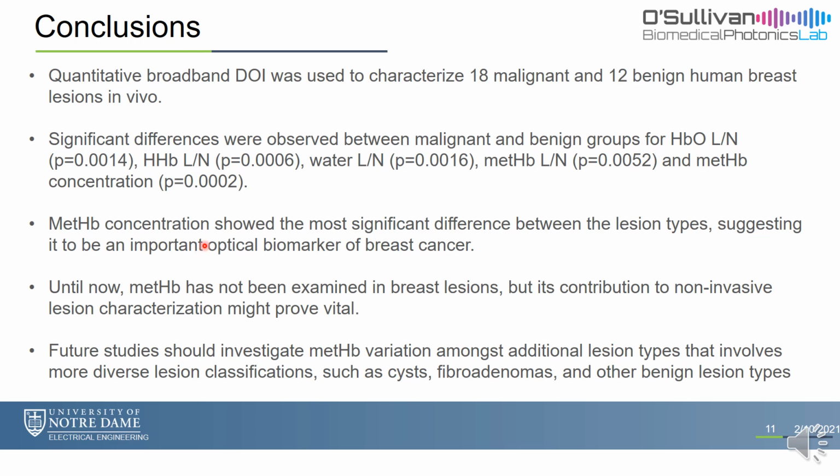Methemoglobin concentration had the lowest p-value, indicating that this is the most significant parameter able to differentiate between the lesion types, suggesting it to be an important optical biomarker that needs more research. This is the first time that methemoglobin is being examined in breast lesions, and we believe that it will have a significant effect in characterizing lesions. Future studies should include more investigation of methemoglobin, particularly among different lesion types, such as cysts, fibroadenomas, and other benign lesion types.